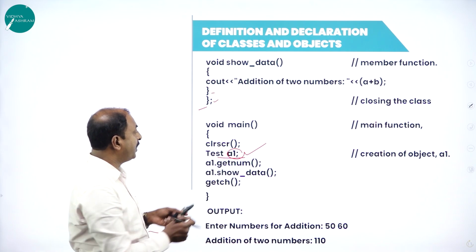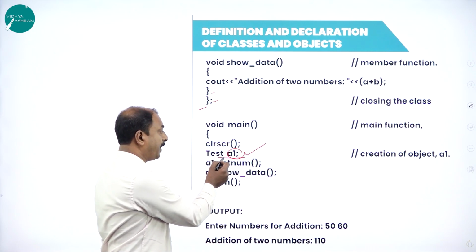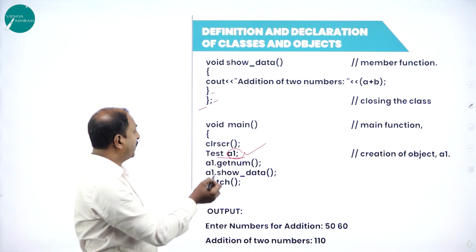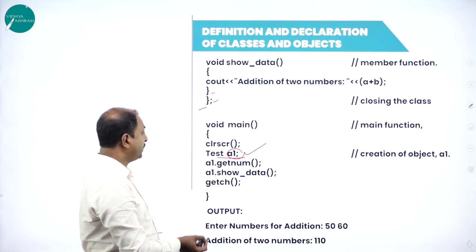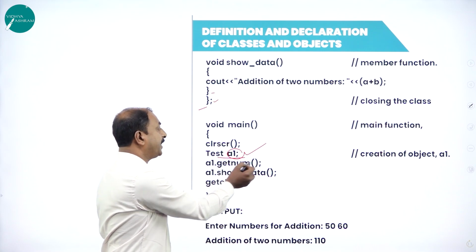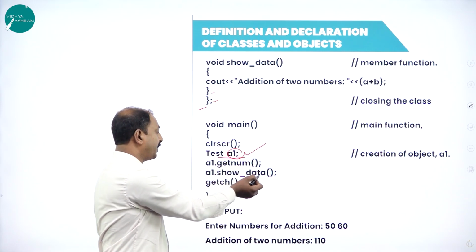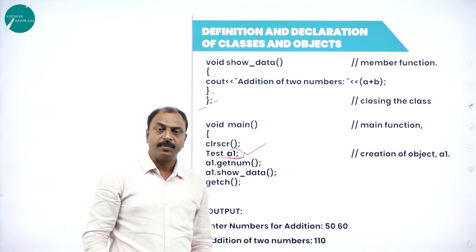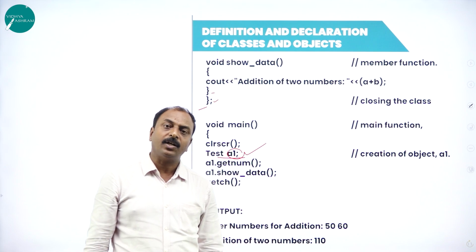So how do we create an object of a class? The syntax would be name of the class space object name. Here the object name is an identifier. And again, how do we call these functions? Here a1 is the name of an object, dot function getNum, and a1 dot showData. Then we close the main function. So this is how to write a program with classes and objects.